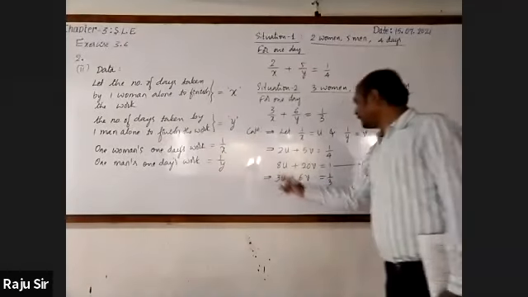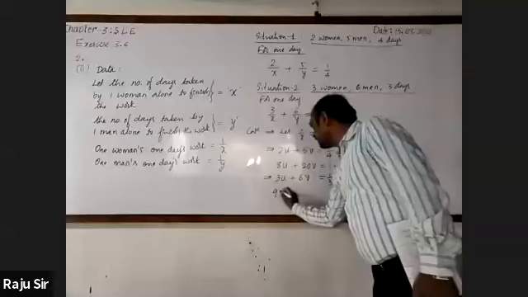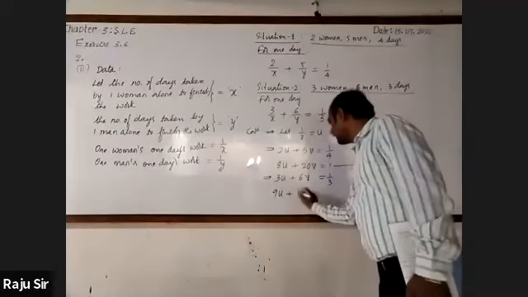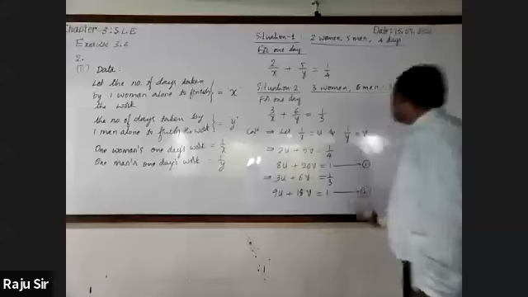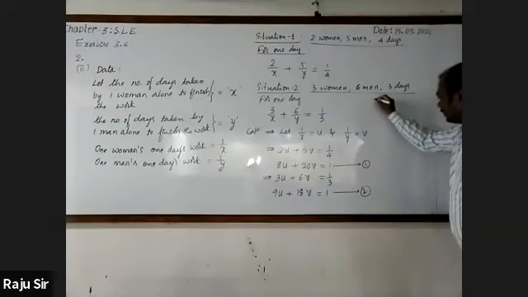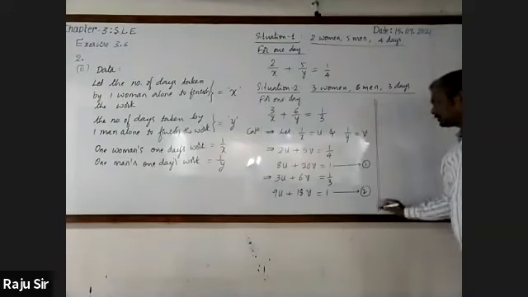Now cross multiply 3. Here 3 nines are 9u. 3 sixes are 18v is equal to 1. Call it as equation 2. So now let us go for solving these two equations.